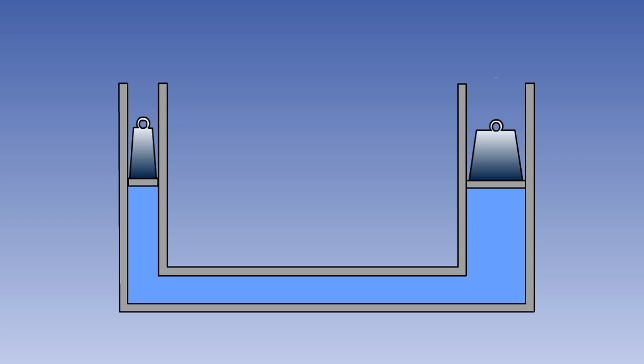A simple hydraulic system, such as that shown, consists of two different sized cylinders connected by a pipe. According to Pascal's law, pressure exerted on the smaller piston is transmitted through the fluid to act on the internal surface of the larger piston.